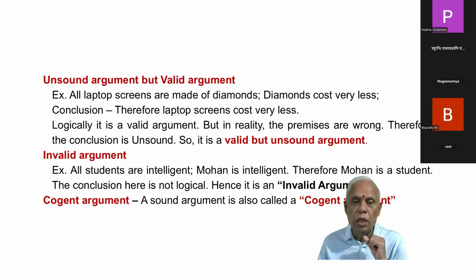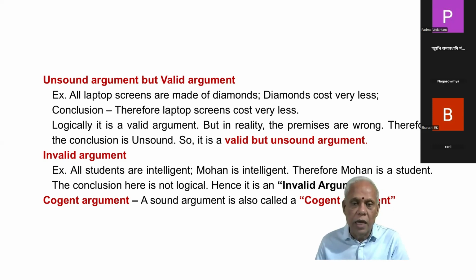Then what is an unsound argument but valid argument? Unsound but valid argument means the argument is valid, that is, from the given premises the conclusion is logically correct, but in reality it may not be correct. Then we say the reasoning is valid, but it is not sound, meaning it is unsound. Example.